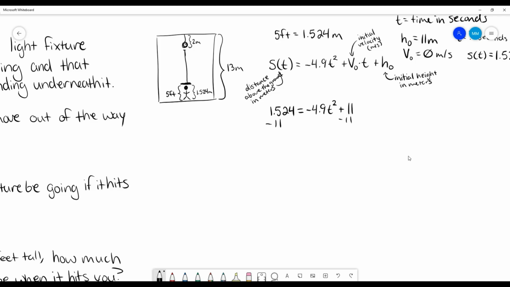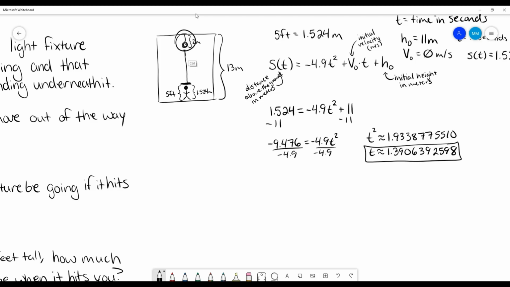And let's see, it's going to be negative 9.476 equals negative 4.9 t squared. We're going to divide by negative 4.9 on both sides. And that's going to get us a pretty long decimal. So t squared is about, let me plug this in my calculator, this right here. And now to find t, we take the square root of that. So I'm just going to use my calculator for that. So our t is about this right here.